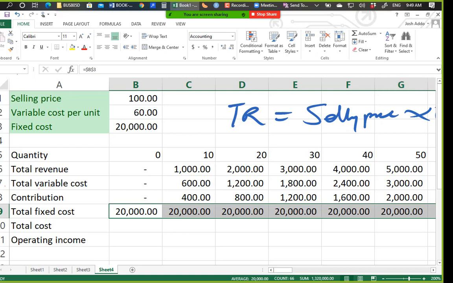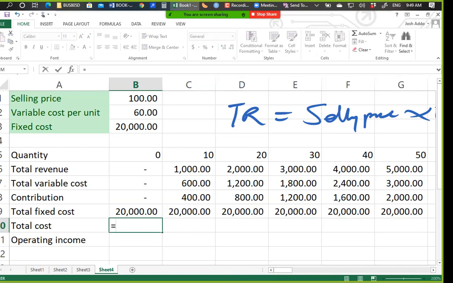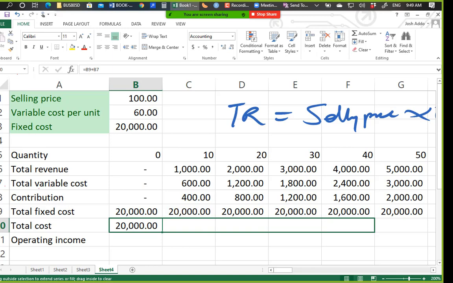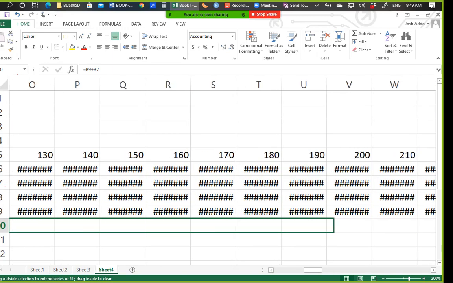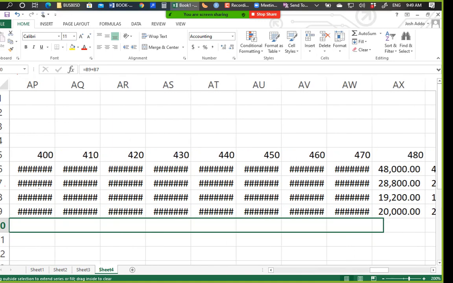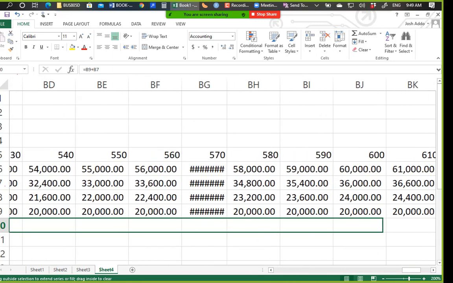Now our total cost is equal to fixed cost plus variable cost. So it's equal to this one plus this one. Total variable cost plus total fixed cost, or total fixed cost plus total variable cost. So at output 0, our total cost is our total fixed cost. There is no output yet. So when we drag, we get our total cost, which is a combination of our fixed cost and variable cost. And that is up to the last unit.